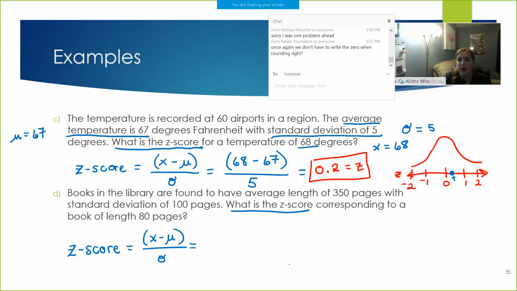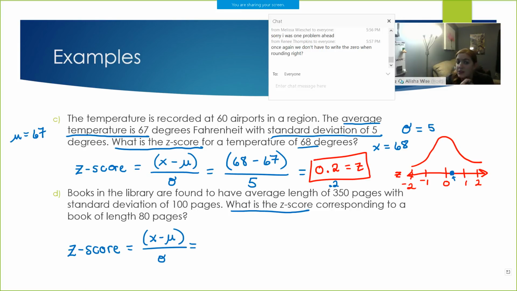Okay. Correct, Renee. You don't have to write that 0. Very good. Thanks for reminding me, Renee. Just as a reminder, 0.2 is the same thing as .2. Both are acceptable. Thank you for reminding me. I like to give those little hints in there.